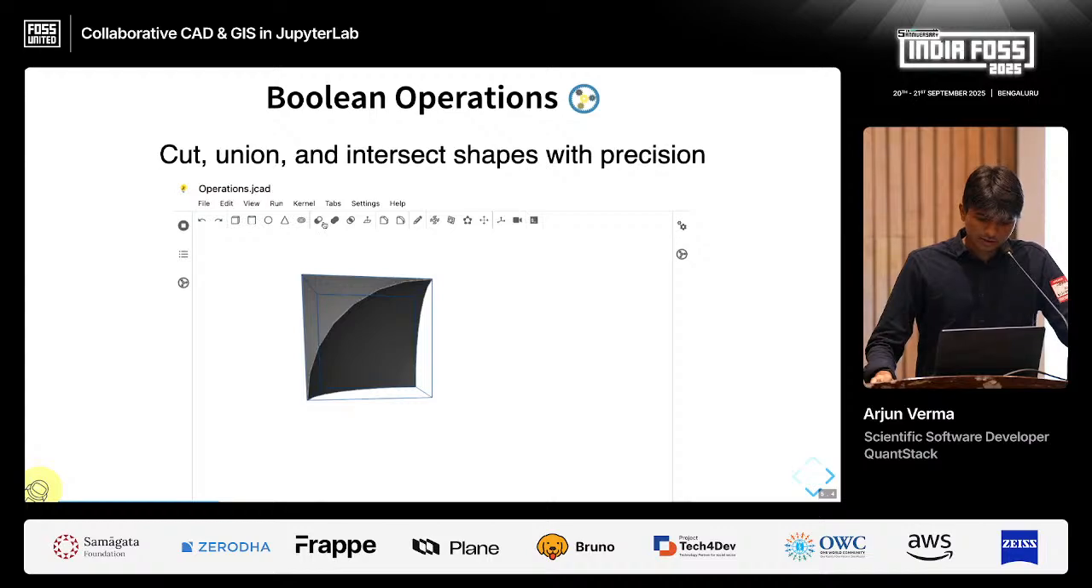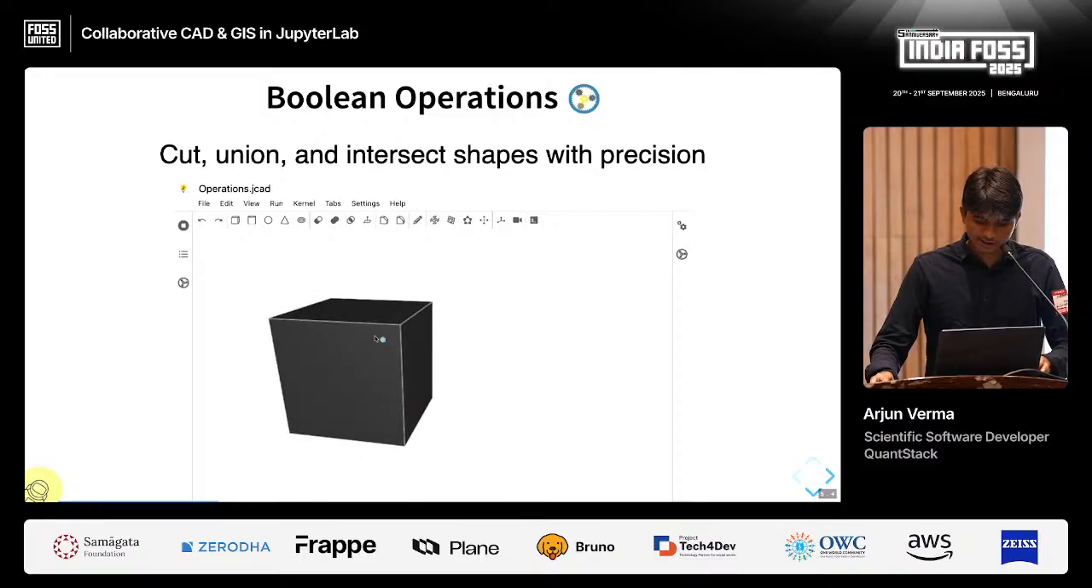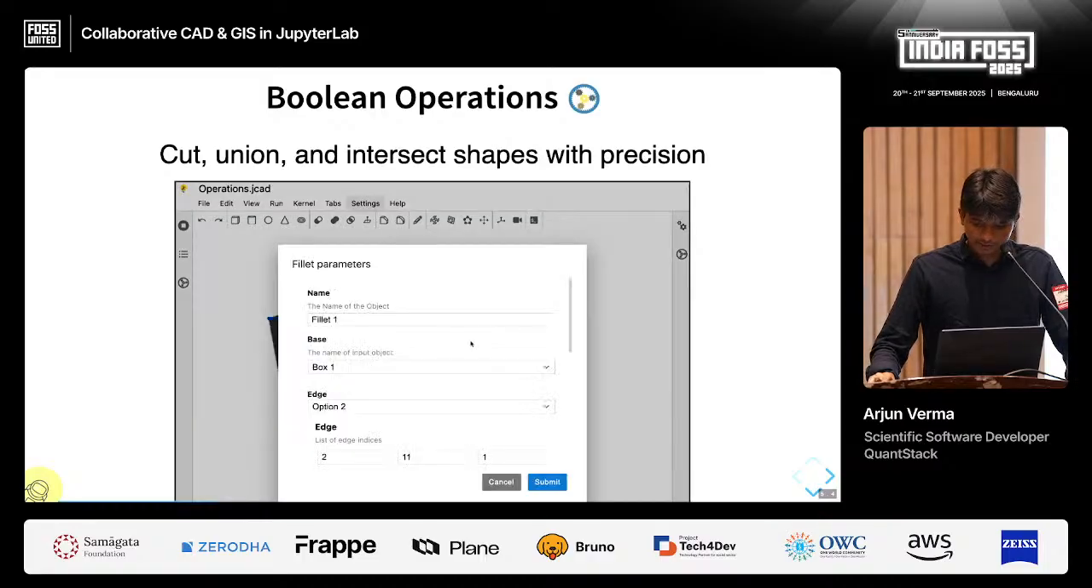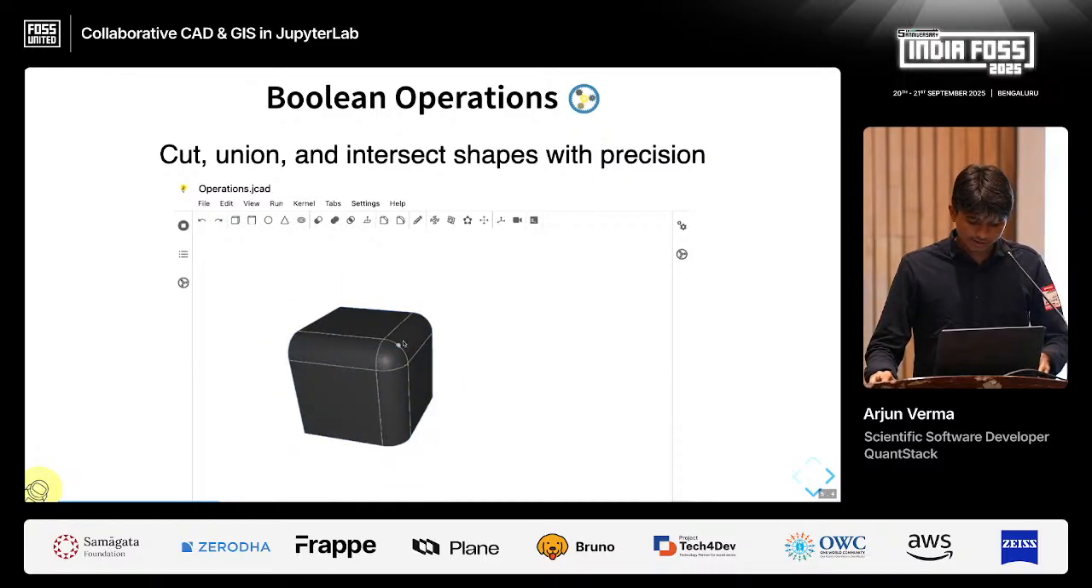And you can do union, you can do intersection, and similarly you can do fillets and chamfer as well. So I would show you how you can do fillets. I would select the edges of the box, and I would like to make them smoother. So yeah, as you can see, the edges are now smoother.